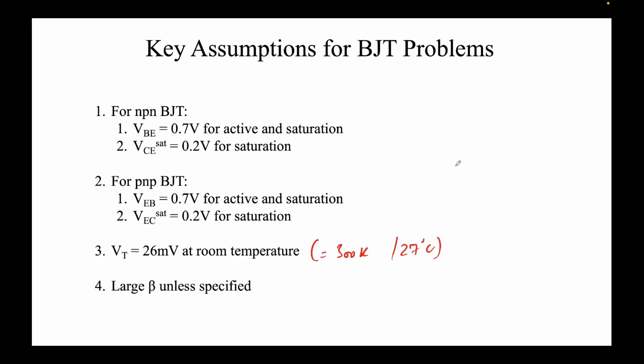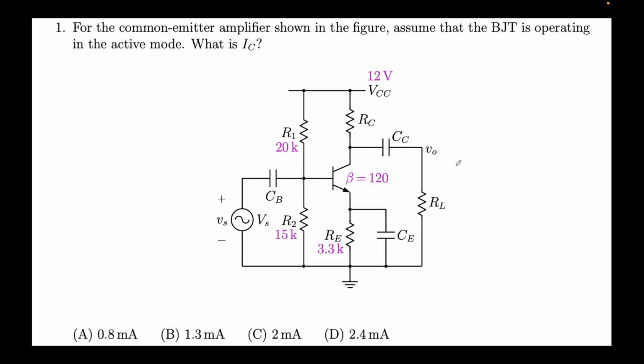So just based on these assumptions, now we'll quickly jump into the problems. Here is the first problem. It says that for the common emitter amplifier shown in the figure, assume that the BJT is operating in active mode. What is IC? So this is an amplifier. Why it's an amplifier, we'll see. It's fairly clear because IC is beta times IB, and beta is usually very large, so you're getting a large amount of current if you provide a small amount of input current. So it's saying that it's in active mode, so that's given, and it's a common emitter amplifier.